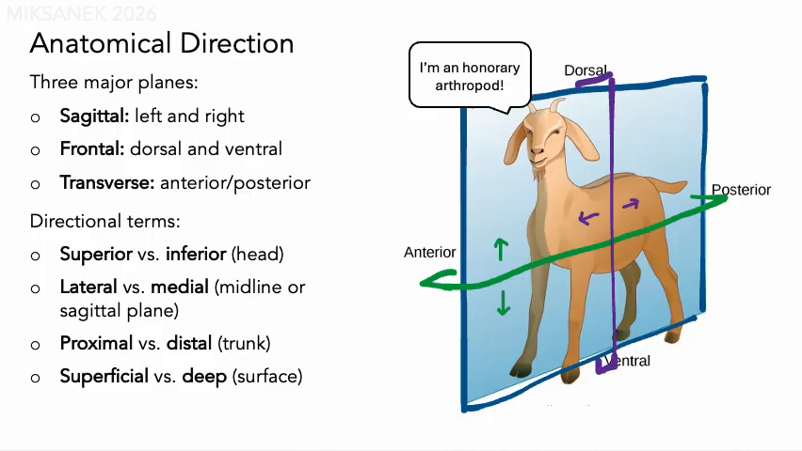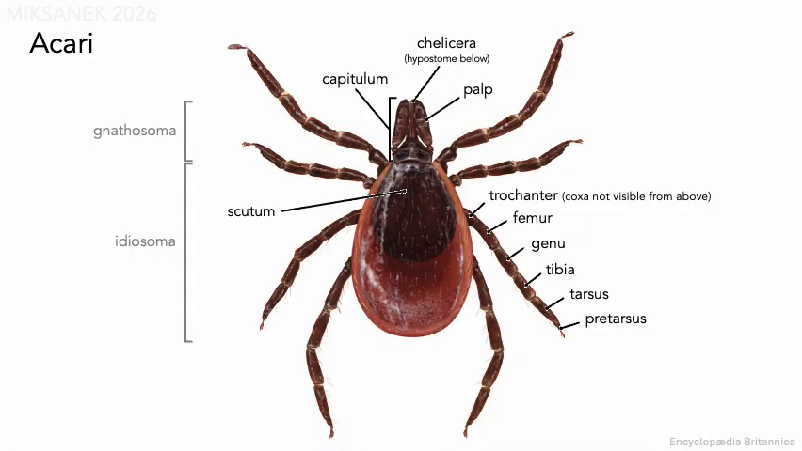So now we're going to continue, and we're going to look at the anatomy of the different major groups of orders, and then with ticks and mites, we'll include mites as well. We're going to look at the anatomy of this black-legged tick, which belongs to the order Ixodida, as our representative for this ticks and mites category of medically relevant arthropods.